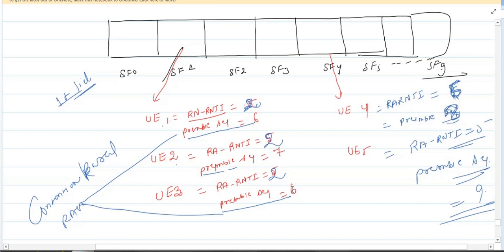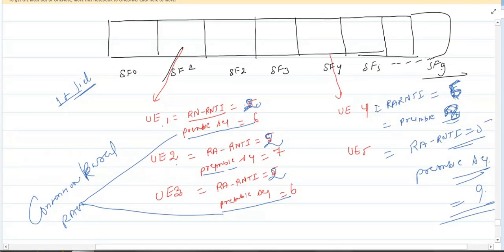What I taught: if two UE have the same preamble sequence at the same time, then both UE will have contention based RACH. So UE1 and UE3 have contention based. UE2's preamble sequence is not matching, it's 7, the others are 6. So the preamble sequences are different, so it will not collide. It becomes the non-contention based RACH procedure.